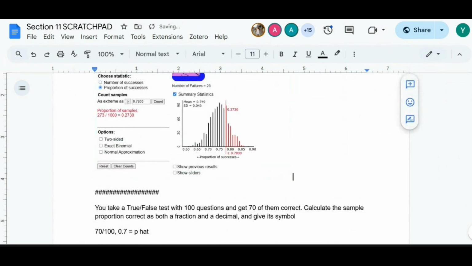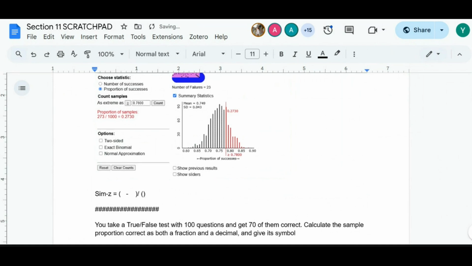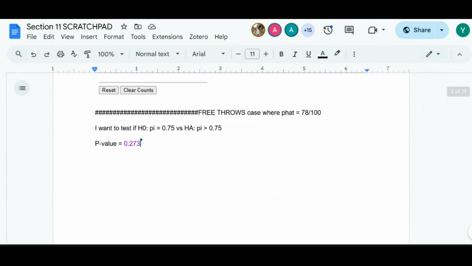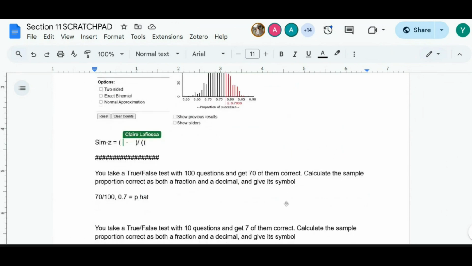Okay. Can we calculate SIMZ? SIMZ, I'll start you off. Something minus something over something. Three numbers. Can you look at this situation? Look at the numbers here. Look at what we tested. Look at our red number. Can you tell me what are the three numbers?